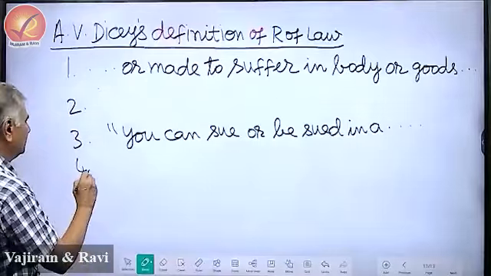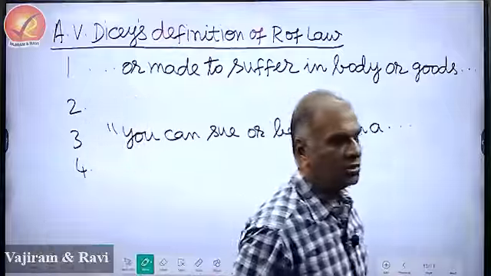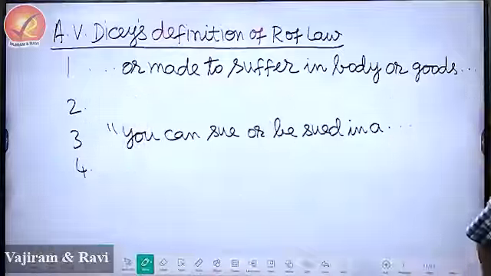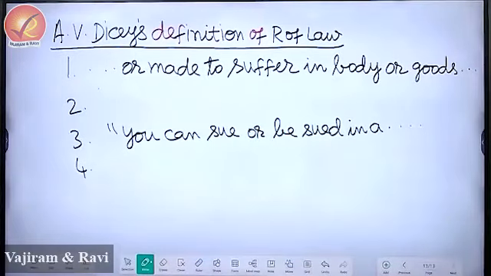Then the fourth is, the Constitution is the result of the ordinary law of the land. So what do you mean by that? The fourth point means the Constitution grew and developed out of the various laws that were made in the country. Or in other words, the Constitution was a result of the laws made in the country.